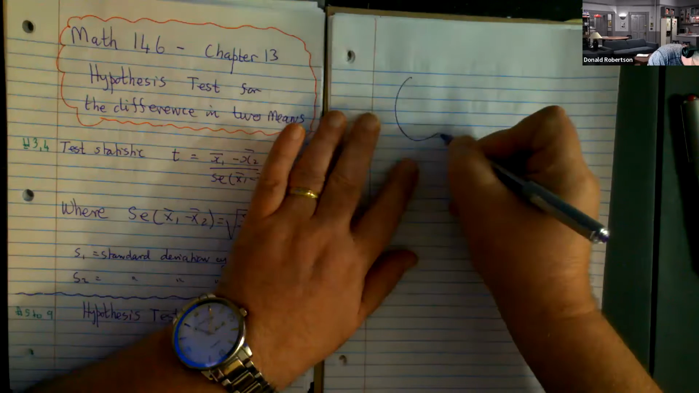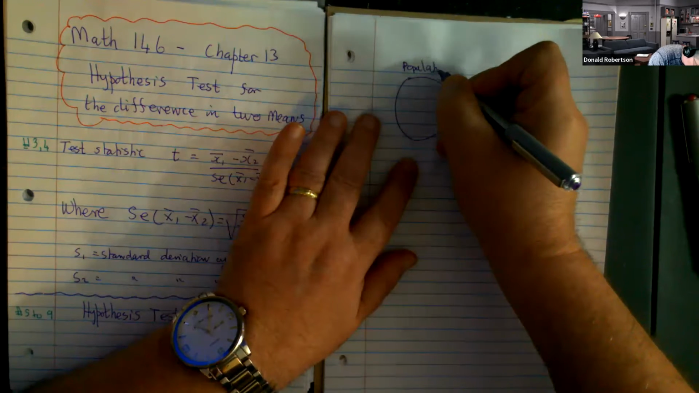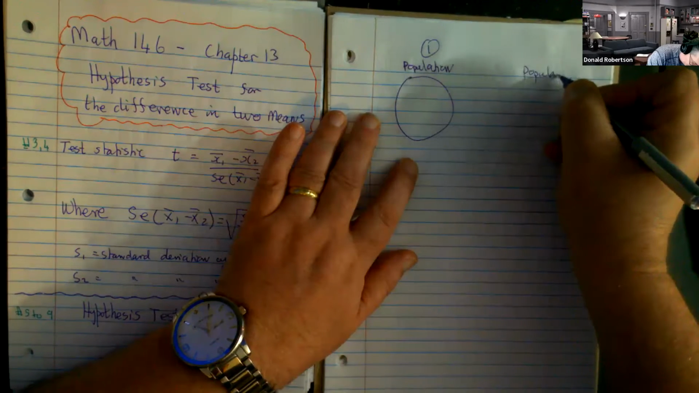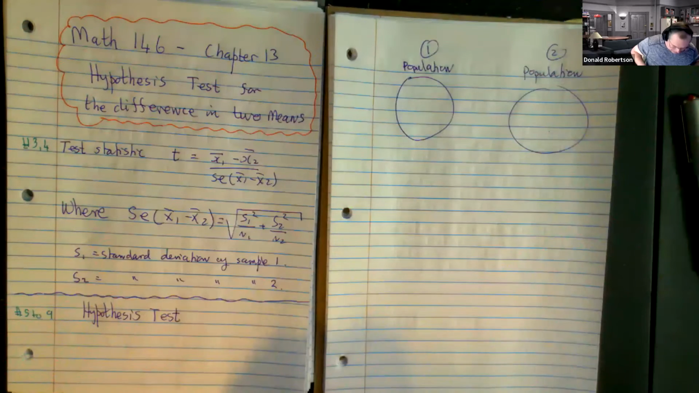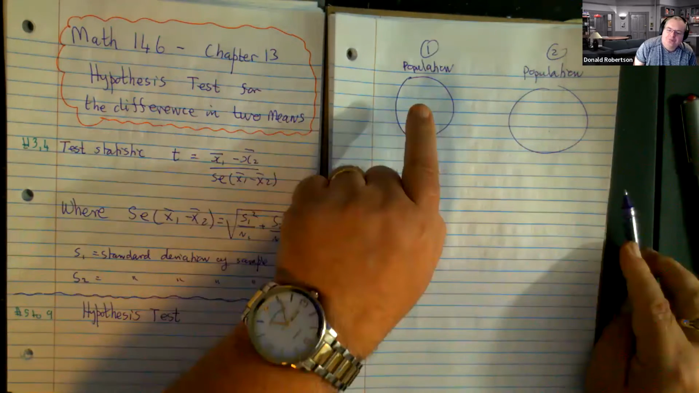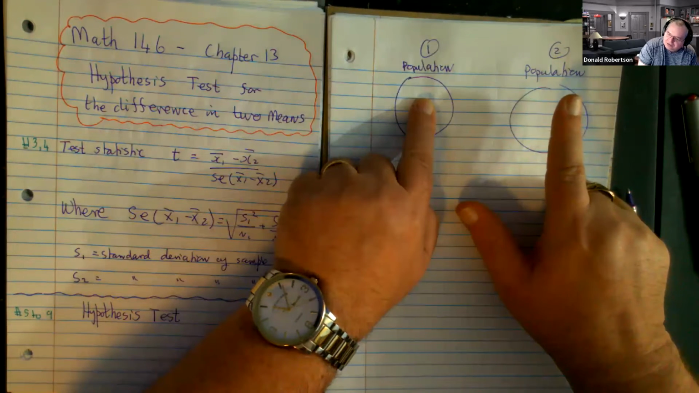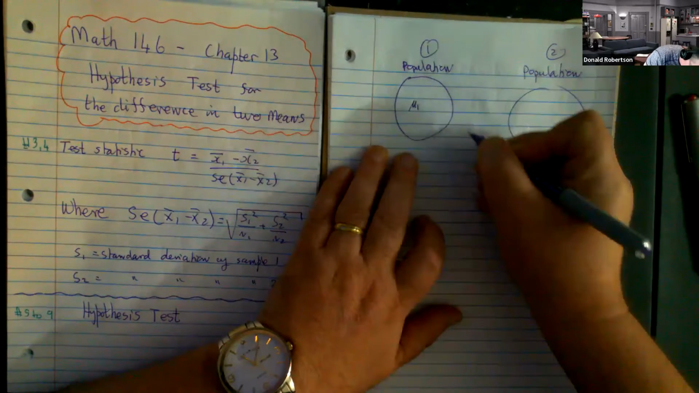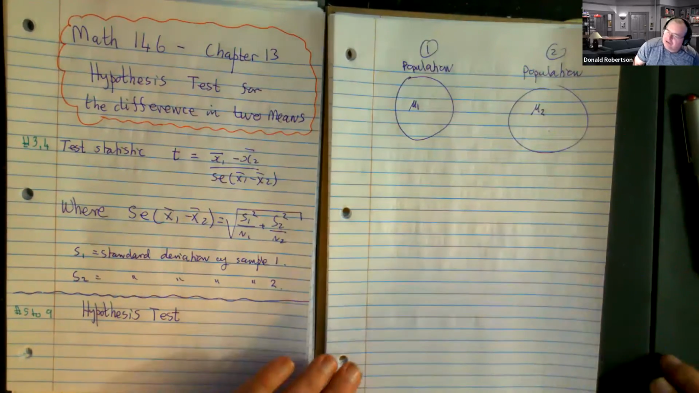I want you to imagine that you have two populations, population 1 and another population 2. And we want to see if there's any evidence to prove that the mean of this population is in some way or other different than the second population. Right. So mu1 is the mean for this population, mu2, we'll call that the mean for that population.